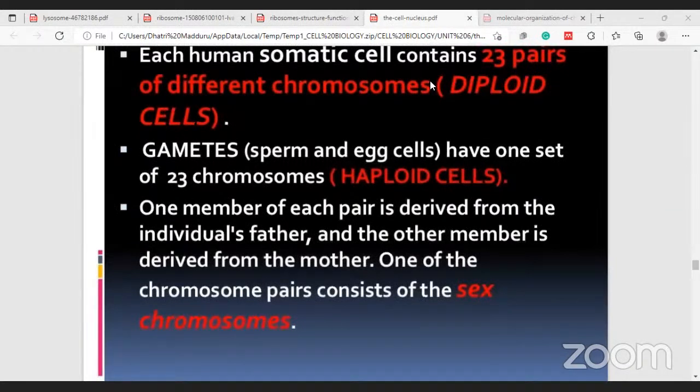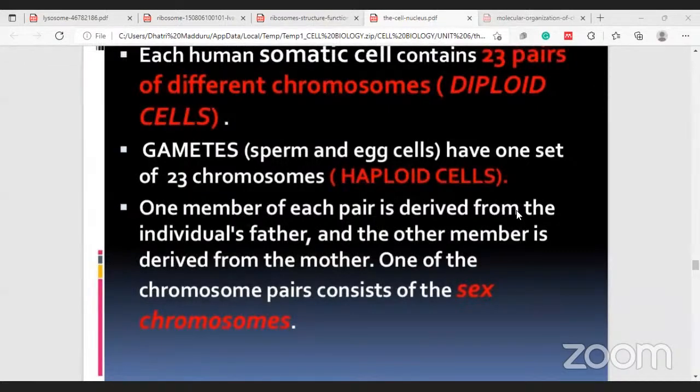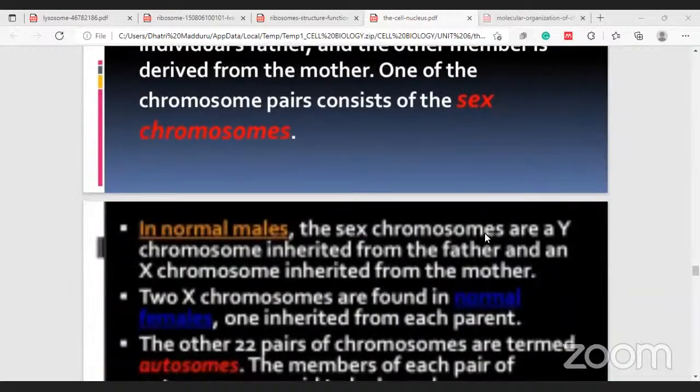Each human somatic cell consists of 23 pairs of different chromosomes, so these are diploid cells, and gametes are haploid cells. What are gametes? Sperm and egg cells, which have only one set of chromosomes. One member of each pair is derived from the father and the other from the mother. One of the chromosome pairs is the sex chromosomes: X and Y in males, and X and X in females, in humans.